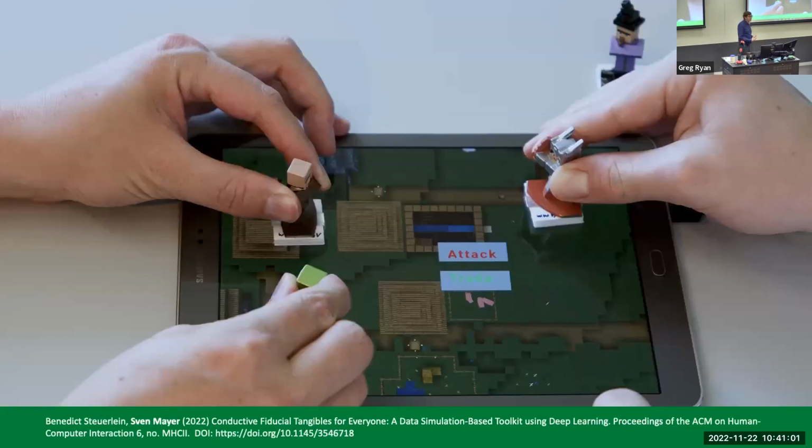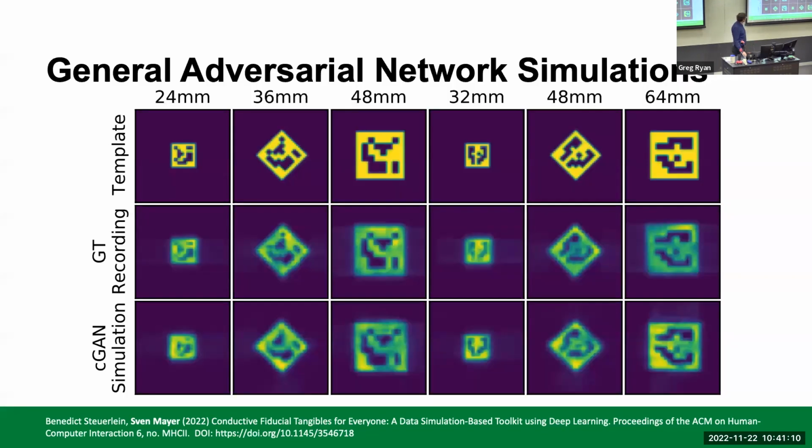We want to give designers all of the ideas of how to design these footprints, and enable others to design footprints and these tags themselves. So with the next paper I want to present, we're also tackling this idea that we talked about earlier in the discussion: we need to collect all of this data to train these models. To get around this, one of the approaches that we use is a generative adversarial network to simulate capacitive markers. I'm going to run you through this real quick.